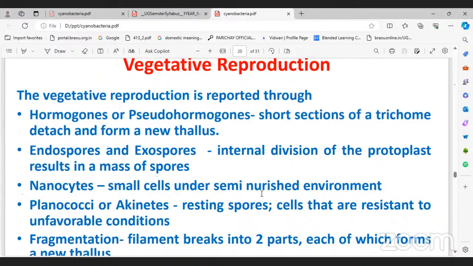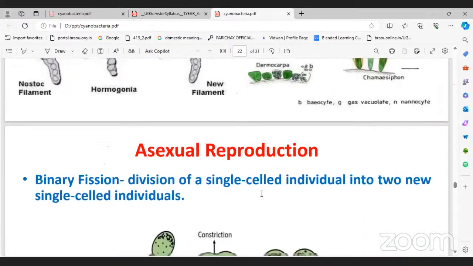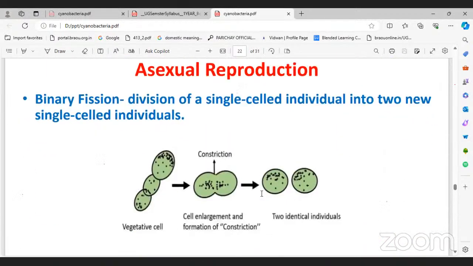Vegetative reproduction mainly takes place by fragmentation. Actually, it is not given here. Fragmentation, or by cell division, or hormogonia. And endospore and exospore, that is asexual reproduction. In our slide, asexual reproduction is binary fission. Actually, binary fission comes under vegetative reproduction, but whatever it may be, we can write it in both categories.